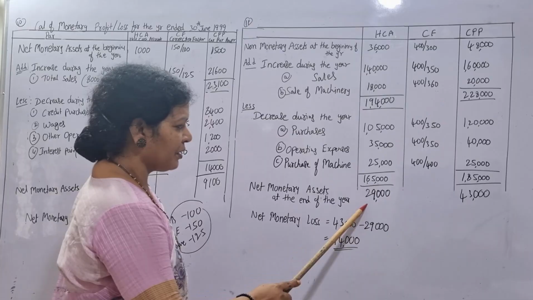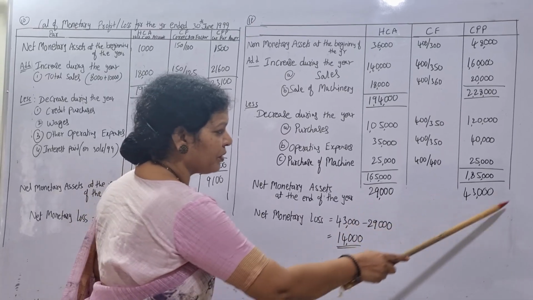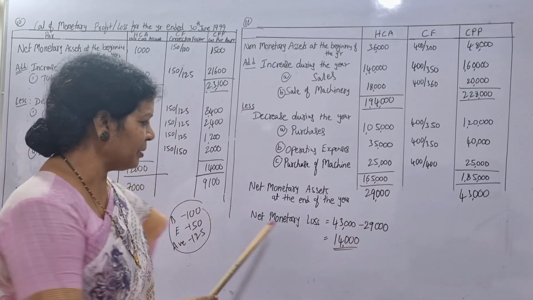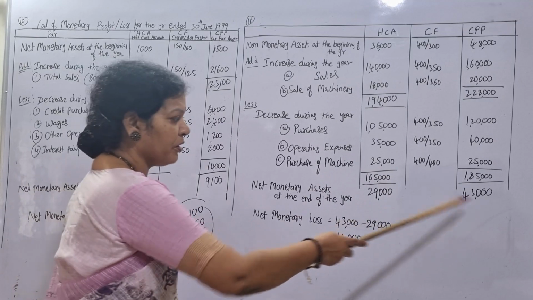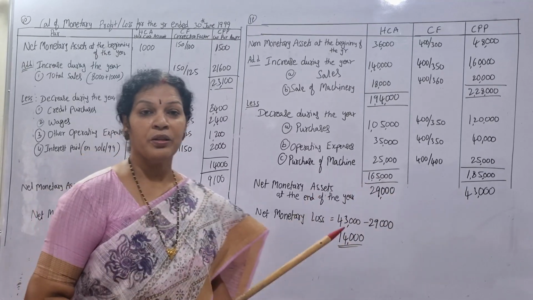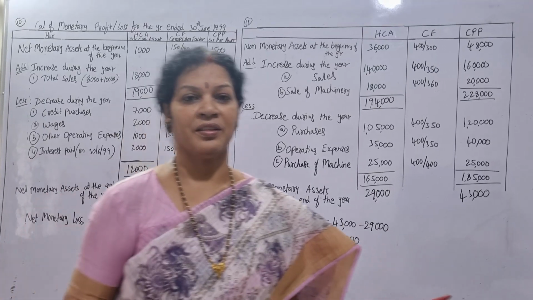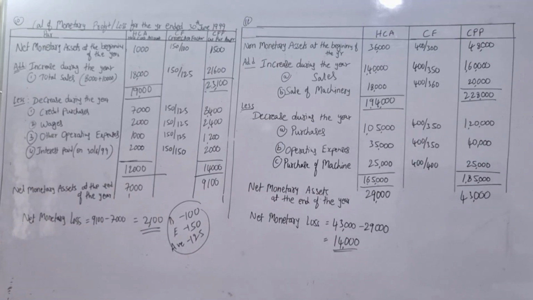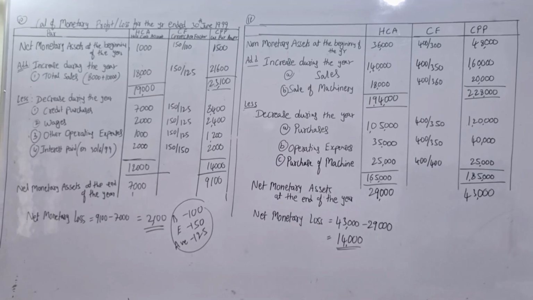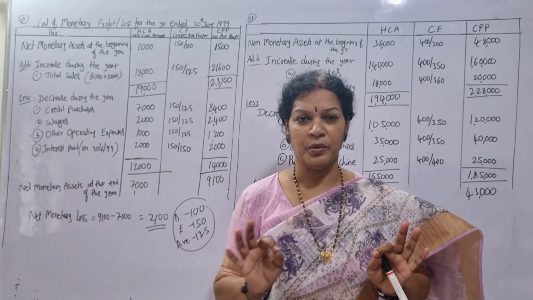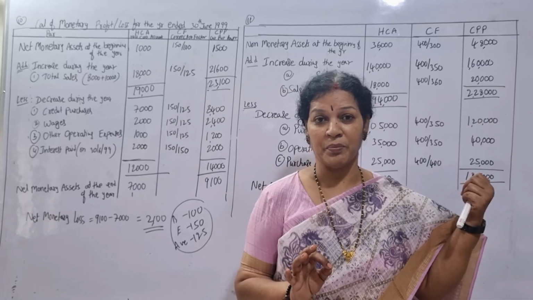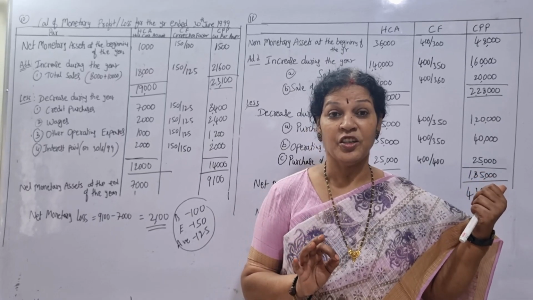It means the value should be at least 43,000, but we have 29,000 only. It's a loss. Same thing we have mentioned, net monetary loss. 43,000 minus 29,000, 14,000. 14,000 should be your answer. Am I clear? Want to take a screenshot? Very clearly mentioned.